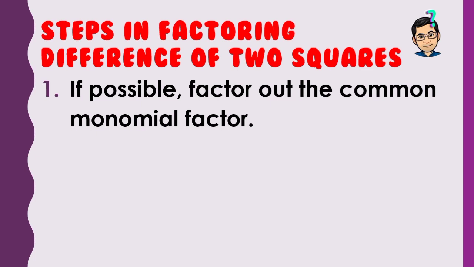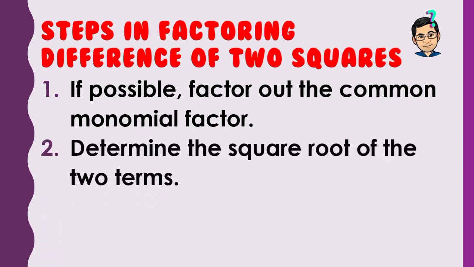So, here are the steps in factoring difference of two squares. First one, if possible, factor out the common monomial factor. So, you see the word there, if possible. So, when we say possible, kung posible lang. So, kung wala po siyang common monomial factor, then you proceed to the next step, which is to determine the square root of the two terms. So, mahalaga dito na perfect square yung mga terms natin kasi hindi po natin mai-apply ang factoring difference of two squares unless perfect square sila.